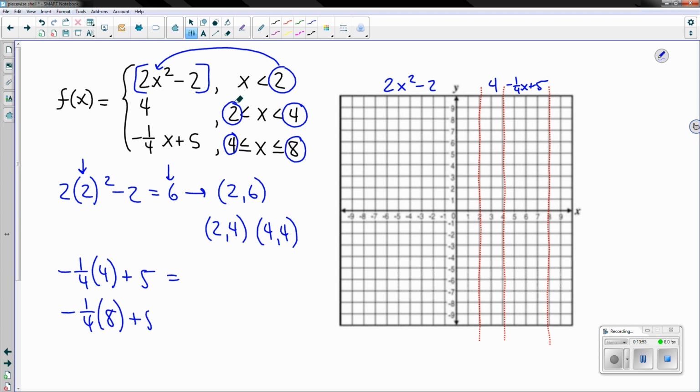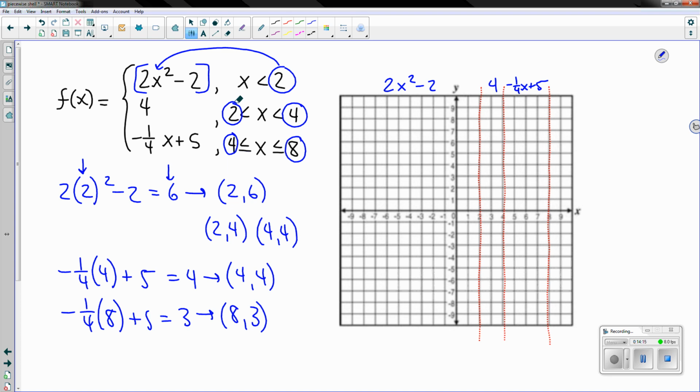4 times negative 1/4 is negative 1, plus 5 is 4. So input 4, output 4 gives me a coordinate of (4, 4). Then input 8: a fourth of 8 is 2, negative 2 plus 5 is positive 3. So we're going to get input 8, output 3. So I have all my points of intersection.